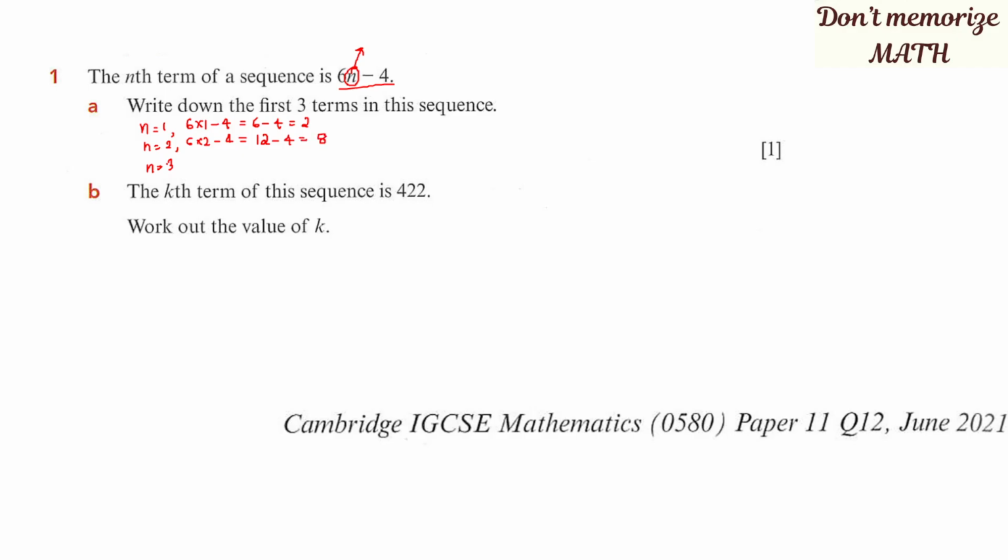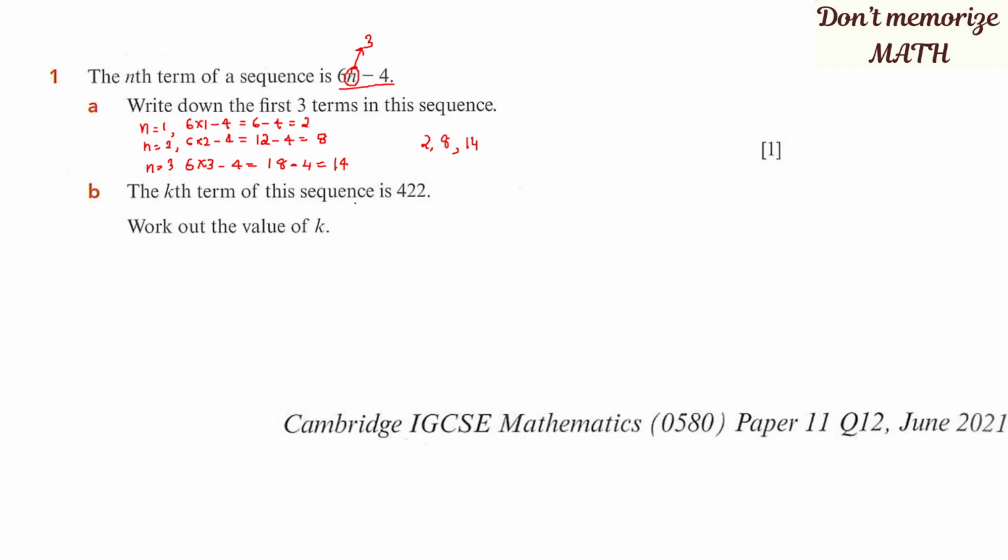Okay, n equal to 3. N equal to 3 means this n will be replaced by 3. So it will become 6 times 3 minus 4. 6 times 3 is 18. So 18 minus 4 is 14. So we got the first three terms, that is 2, 8 and 14. Okay, I hope this one is clear for you.